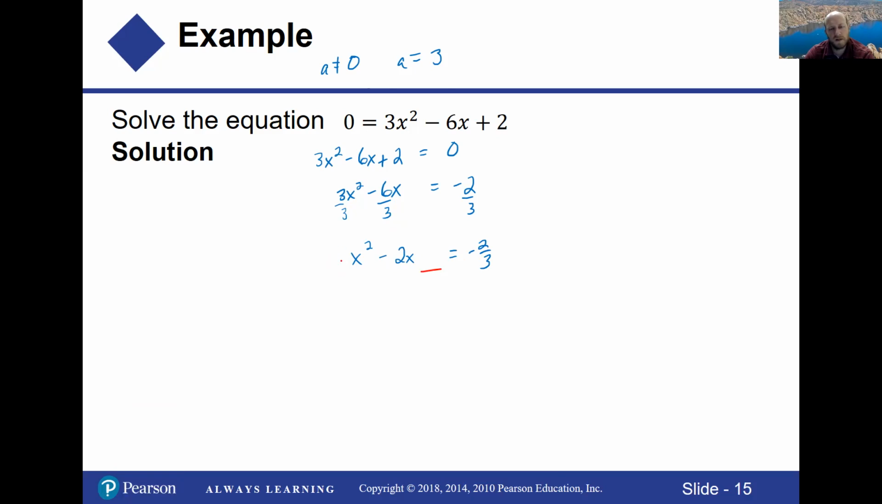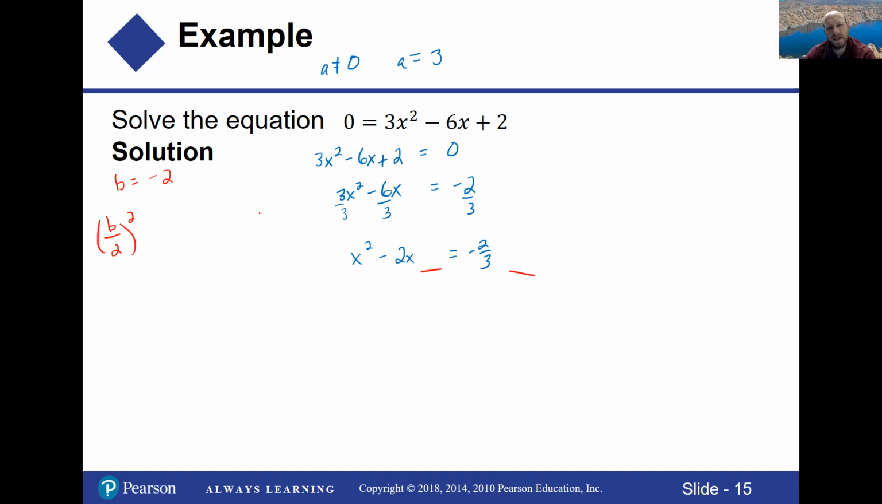And now I can find that b over 2 squared term because my leading coefficient is a 1. So I'm going to find the b over 2 squared term, and I'll just do it in red here. Sorry, I said b squared over 2, but it's b over 2 squared. What is b? B is this value, it's the -2, that I found after I divided by 3.